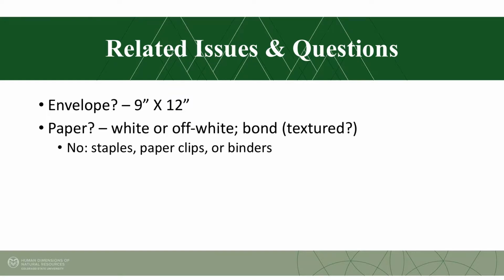As far as the paper goes, try to get something that's a little thicker than regular printer paper. It can be white, maybe an off-white. Don't go with really extreme colors. Something that's a bond or maybe a textured paper. Sometimes these are called linen style of paper. You can usually pick these up at office supply stores, Office Depot, something like that.